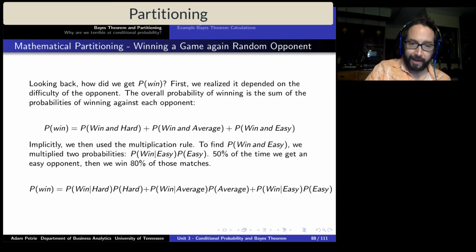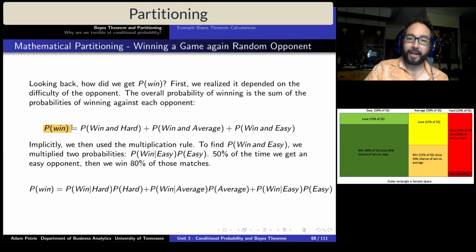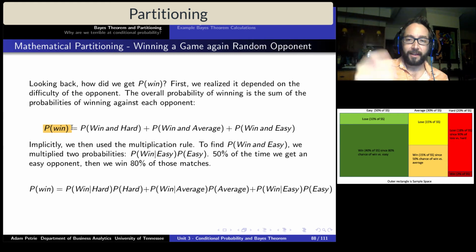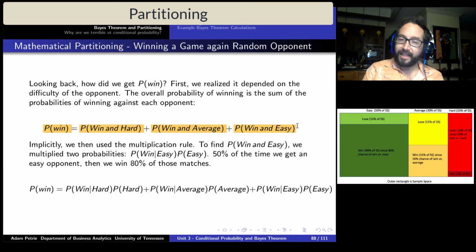So we said, okay, I want the probability of winning. And we said, okay, that's the sum of 3 different areas. That was the dark red, the probability of winning against a hard opponent, plus the dark yellow, winning against an easy or an average opponent, plus the dark green, winning against an easy opponent here. And then what we did is we just kind of used logic to figure out what this joint probability was, winning against a hard opponent.